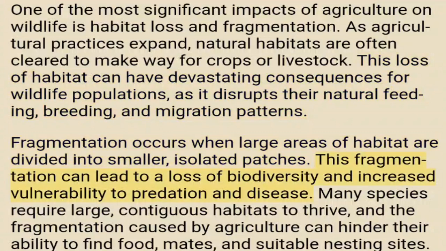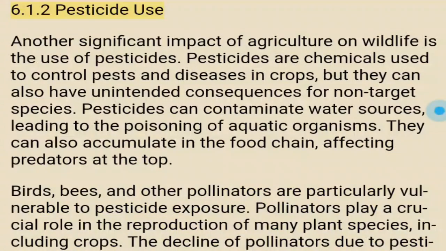This fragmentation can lead to a loss of biodiversity and increased vulnerability to predation and disease. Many species require large, contiguous habitats to thrive, and the fragmentation caused by agriculture can hinder their ability to find food, mates, and suitable nesting sites.